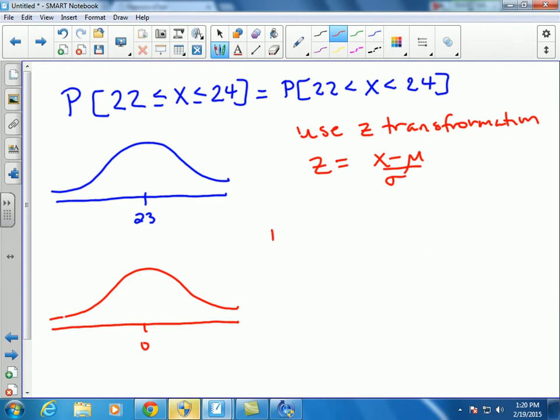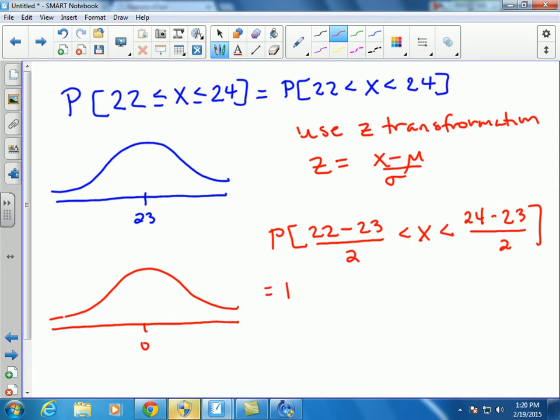Okay, so I do that. I do the probability that I have 22. That's my x-score. I subtract the mean, which is 23, and I divide by the standard deviation, which is 2. Okay, then I'm going to do it for 24 as well. So I do 24 minus 23 all over 2, and I get the probability that I get negative 1 over 2 to 1 over 2. If I transfer it to decimals, I get the probability that I'm between negative 0.5 and 0.5.